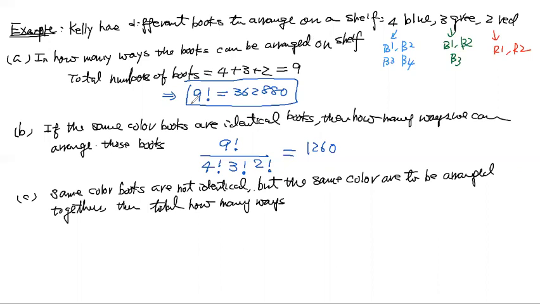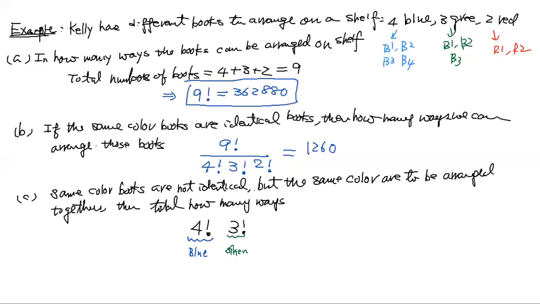So in here, think about this, right? All the blue books need to be in one group. All the green books need to be in one group. So think about it: here I have 4 factorial. This is how many ways I can arrange the blue books, right? So I can arrange this many ways. Then the green ones, I have 3 books, so I have 3 factorial. This is how many ways I can arrange the green ones.